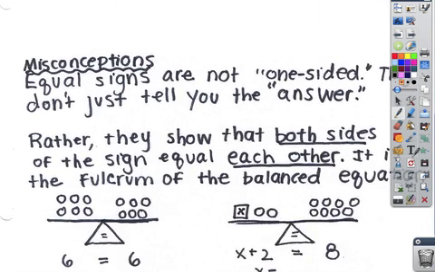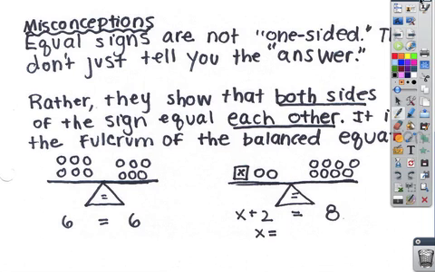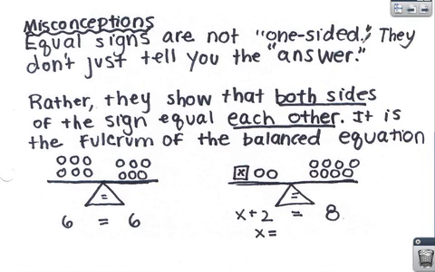Now, common misconceptions are to think of equal signs as one-sided. Equal signs don't just signal when the answer is going to occur in an equation. Rather, they show that both sides of the sign equal each other. Think of an equal sign from now on as being the fulcrum of the balanced equation. The fulcrum is this piece right here, where you'd have a scale that is balanced.